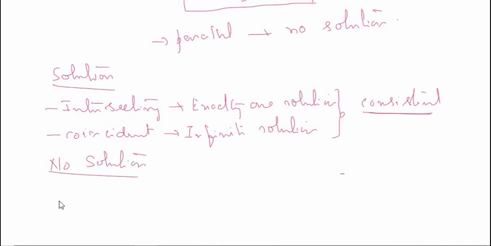When do you have no solution? When lines are parallel. Then we call that the pair of linear equations in two variables are inconsistent.